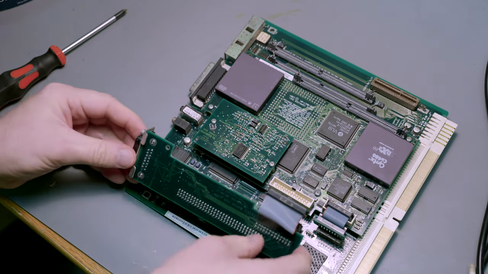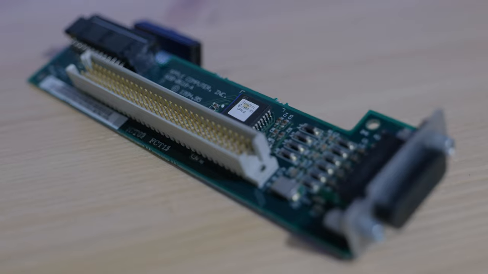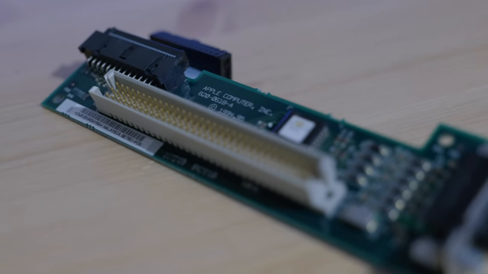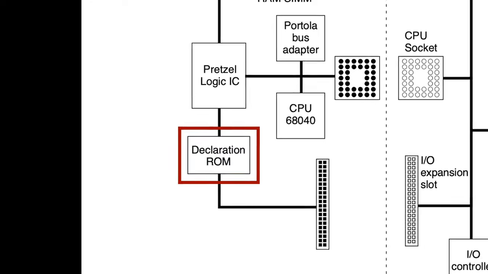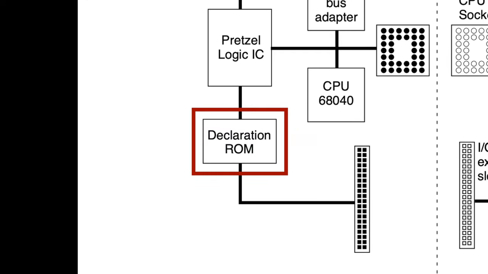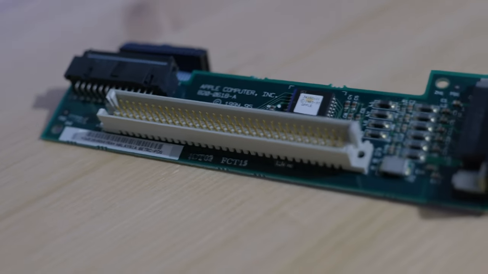The final card of the trio is the game adapter card that sits in the PDS slot on the logic board. According to Apple's developer notes, this card also holds the Declaration ROM, which is essentially the firmware used by PDS and NuBus cards and is responsible for identifying the card and carrying out certain initialization routines.